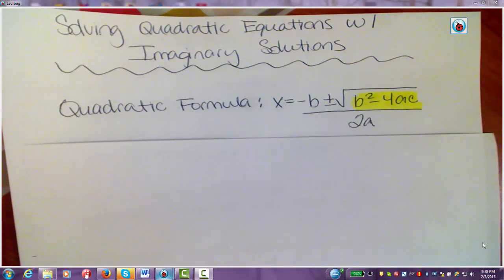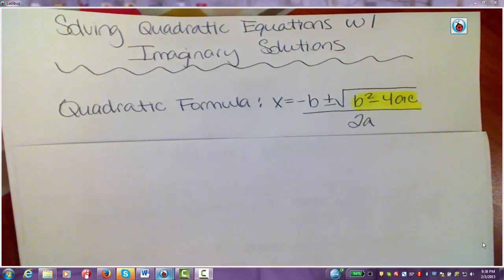So the quadratic formula is x equals negative b plus or minus the square root of b squared minus 4ac, all over 2a. This formula gives you the zeros of your quadratic equation, and remember that the zeros of a quadratic equation are the values you get for x when your y is 0.